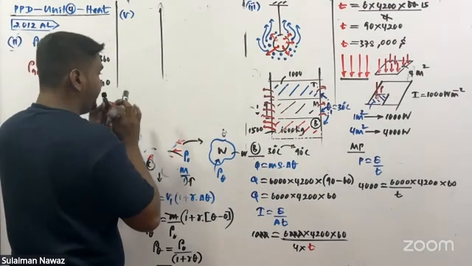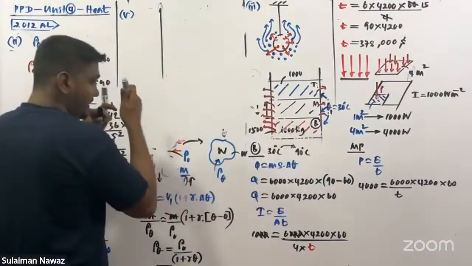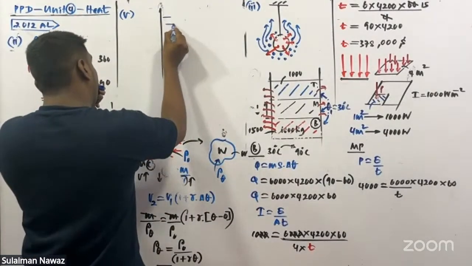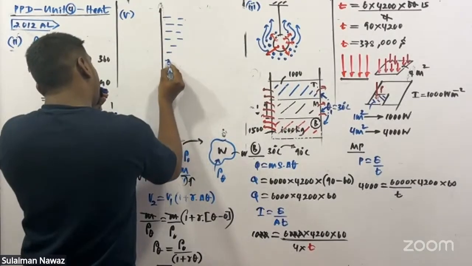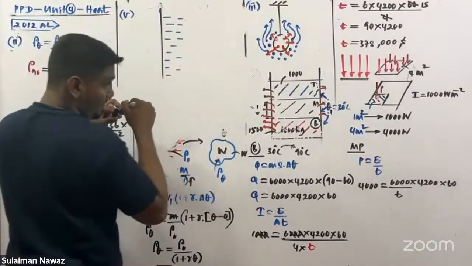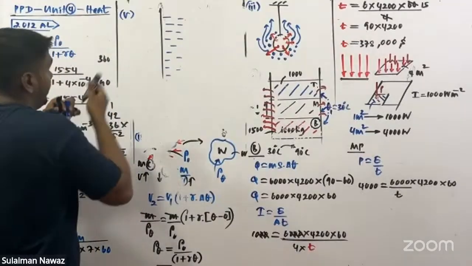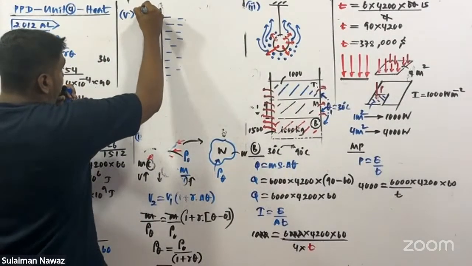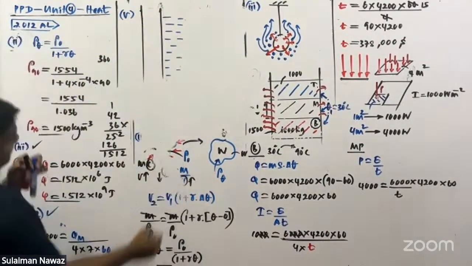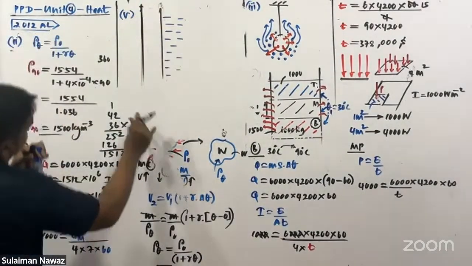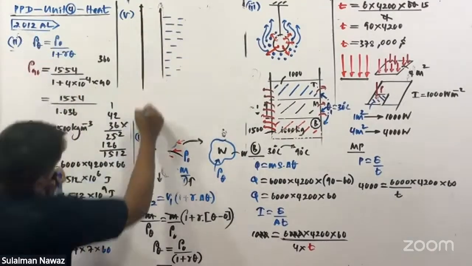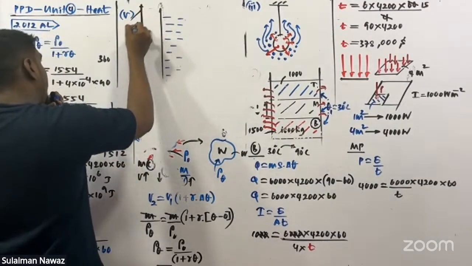This is water at the bottom layer. In between water and the wall. So what is this? This is the wall, here after the wall.